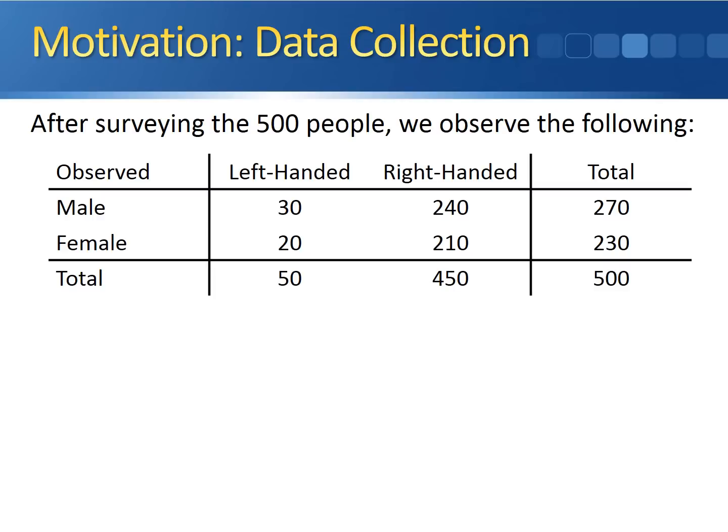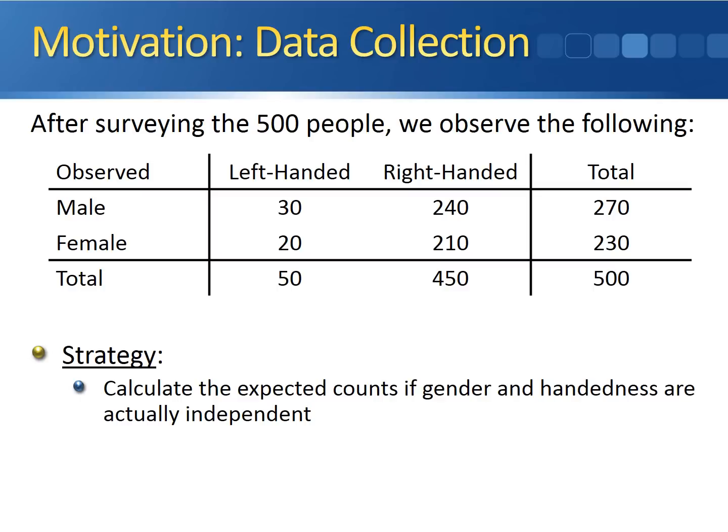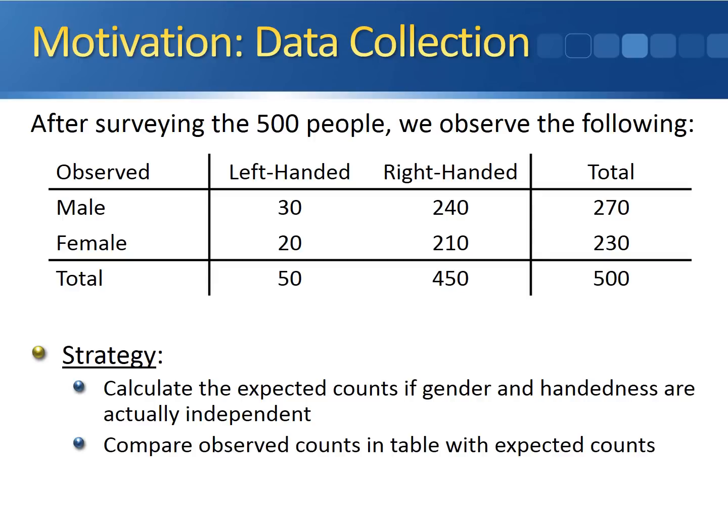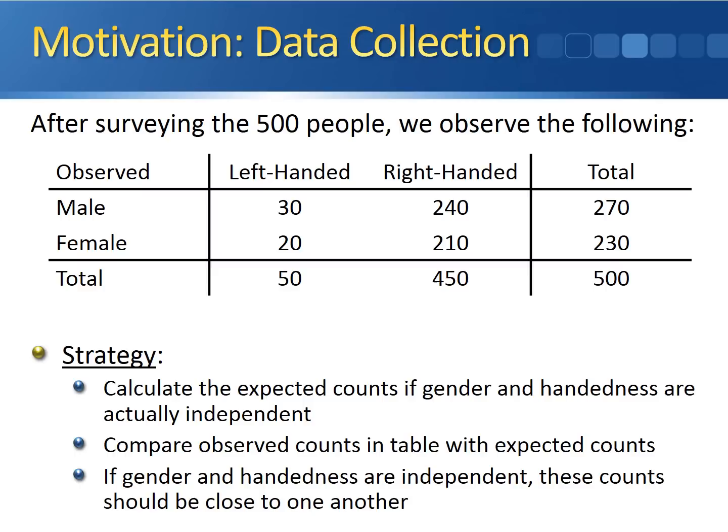Notice that we've organized the data in a cross-classification table. We can calculate the row sums by adding across the rows, calculate the column sums by adding down the columns. Our strategy for figuring out if gender and handedness are independent is going to be to calculate the expected counts if gender and handedness actually are independent. How many people would we expect to fall in each of these four cells if gender and handedness are independent? We'll compare the observed counts in the table with the expected counts. And so if gender and handedness are indeed independent, these counts should be relatively close to one another.